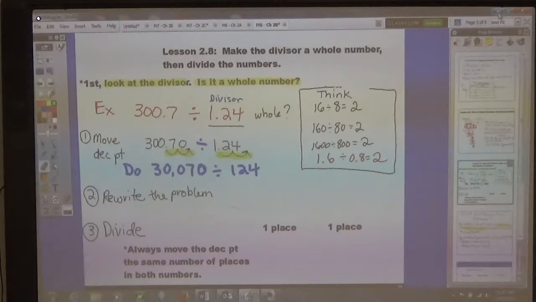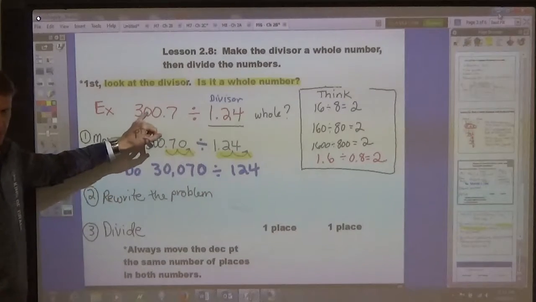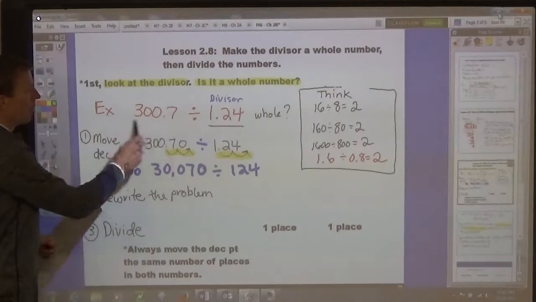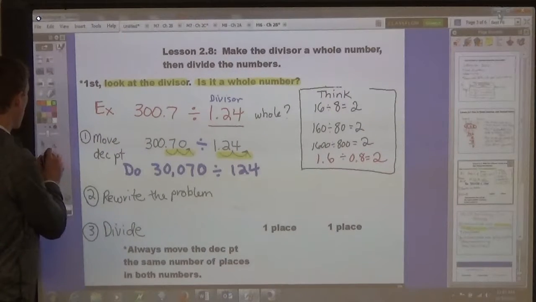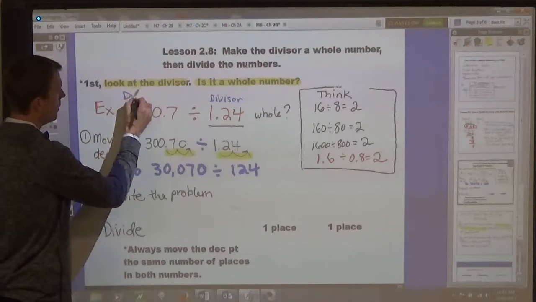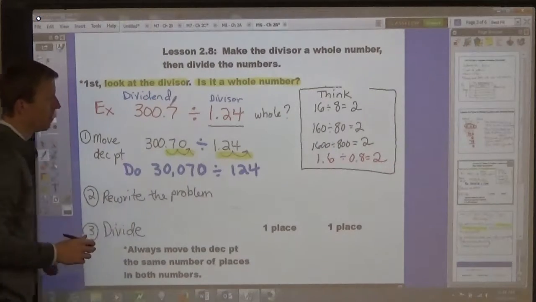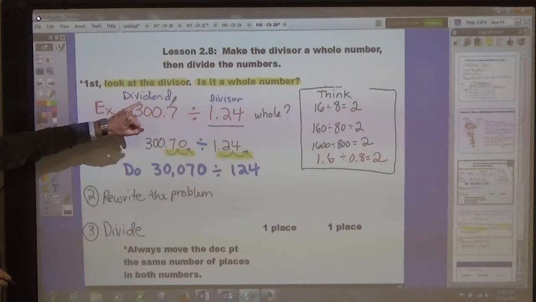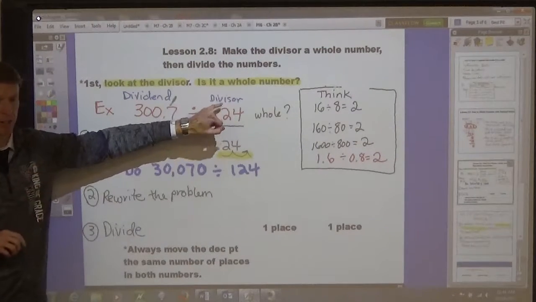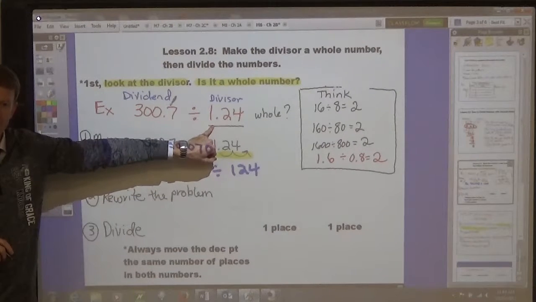Lesson 2.8 on how to divide two numbers that both have decimal points in them. We said before that the first number in a division problem is called the dividend, D-I-V-I-D-E-N-D. The second number in the problem is called the divisor.